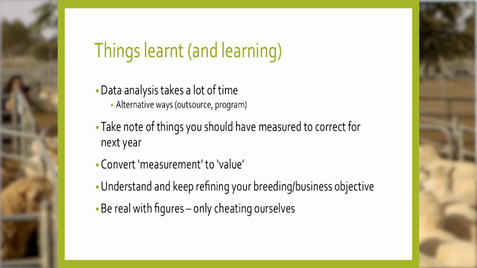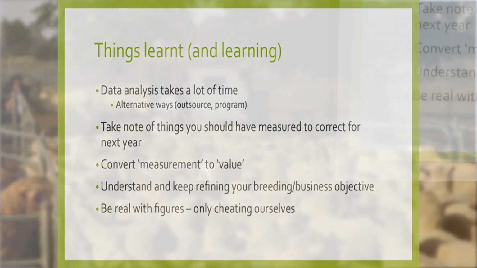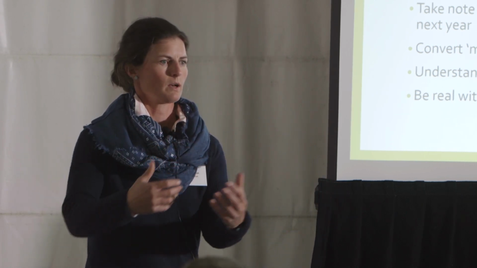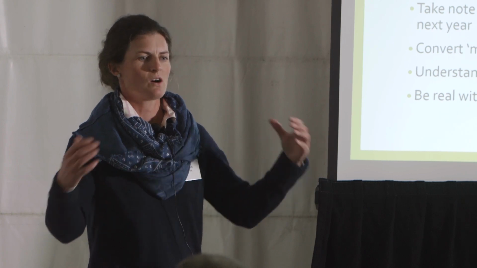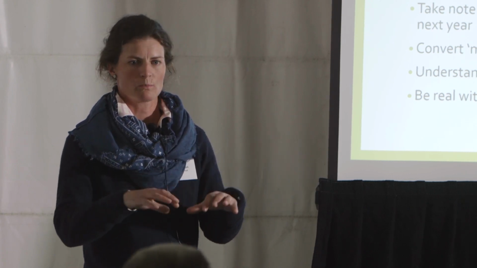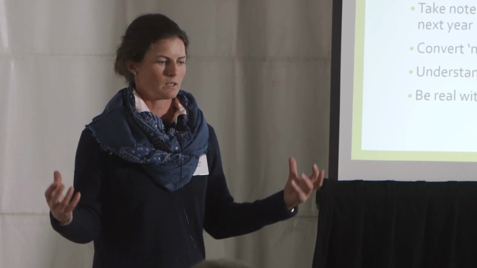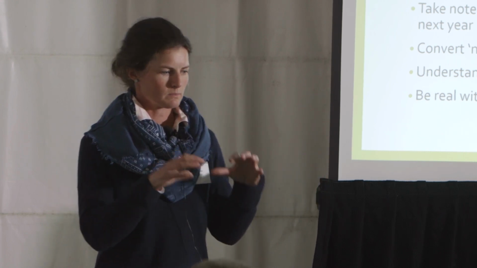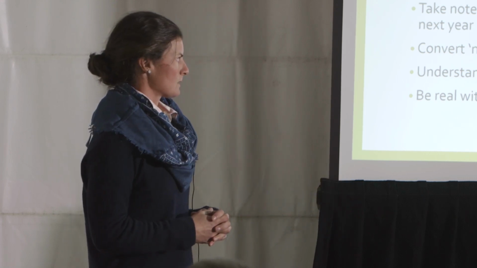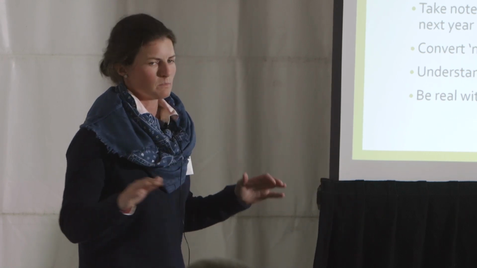And I think keep refining your breeding or your business objective, and understand what it is. Keep refining it as you improve one area. You might have to start improving the other area, and align what you measure with your breeding objective. And I think if you can get your breeding objective up nice and early and just target the things that you need to and marry that up, that's when it is most simple and most effective.